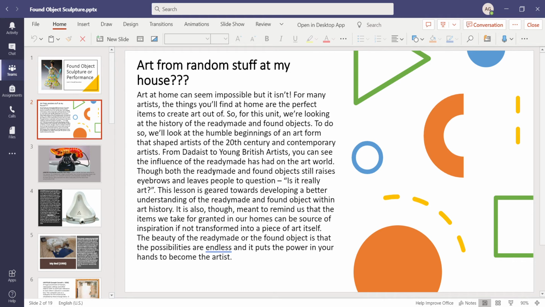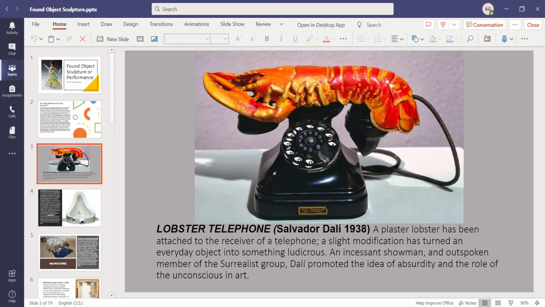The beauty of ready-made or found object art is that the possibilities are endless and it puts the power in your hands to become the artist. So we'll go over the definition of found object and ready-made art later on. The first example is Lobster Telephone by Salvador Dali in 1938.